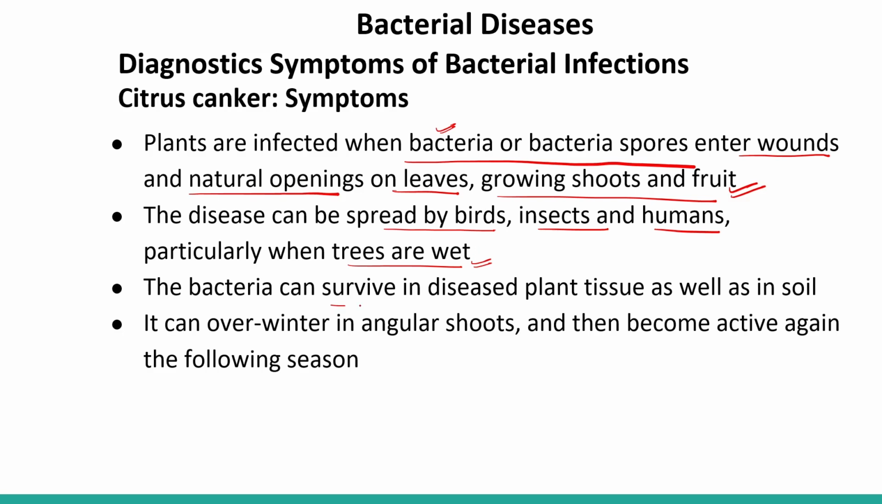The bacteria can survive in the diseased plant tissue as well as in the soil. So it can overwinter in the angular shoots and then become active again the following season, right? So it can be present in the shoots, angular shoots or even in the soil, but in an inactive form. But when conditions become favorable for their growth in the next season, they again become active.